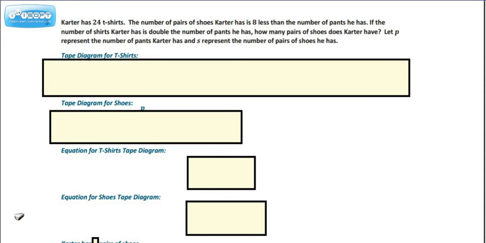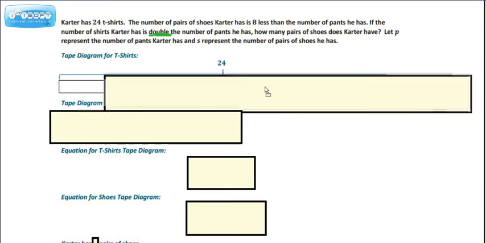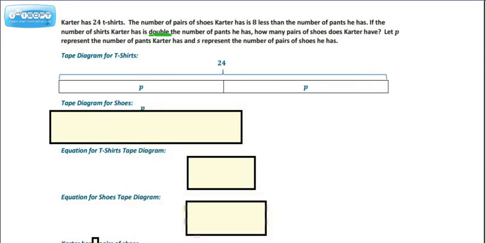Now the first thing you should focus on in this problem is this idea of double. So think, what does he have more of? Does he have more shoes or does he have more pants? If we read that more carefully, it says if the number of shirts Carter has is double the number of pants he has, that means whatever pants he has, if we multiply that by 2, we're going to get the shirt value. Let's take a look at what a bar model for that might look like.